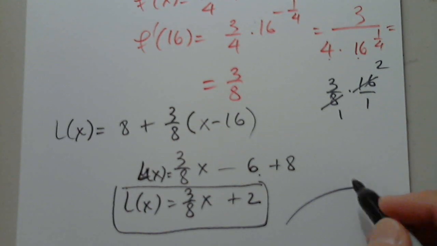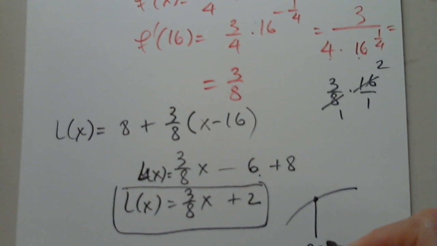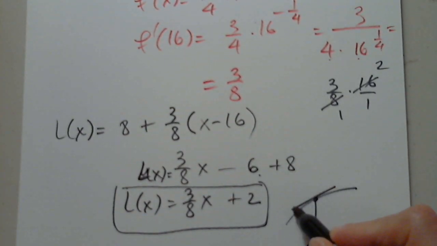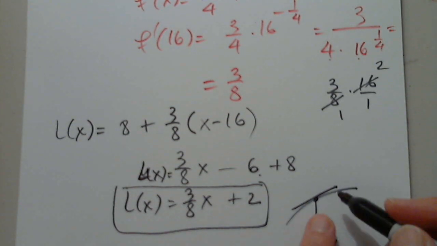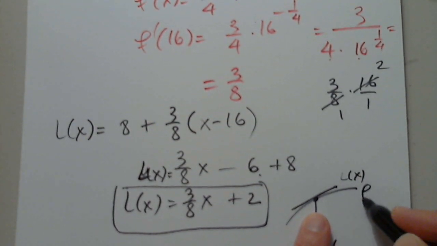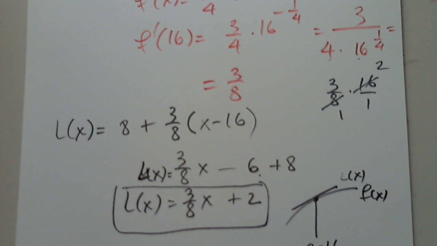So if this is the graph, and this is a equals 16, and this is the line, then I can use this line L of x instead of f of x near 16 to approximate the function. That's all it means.